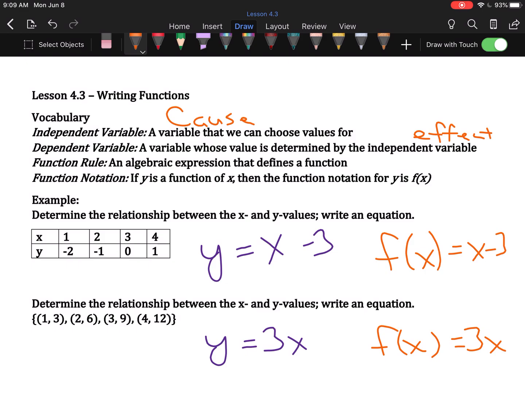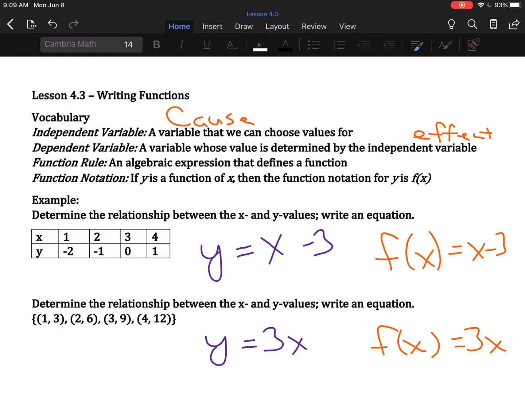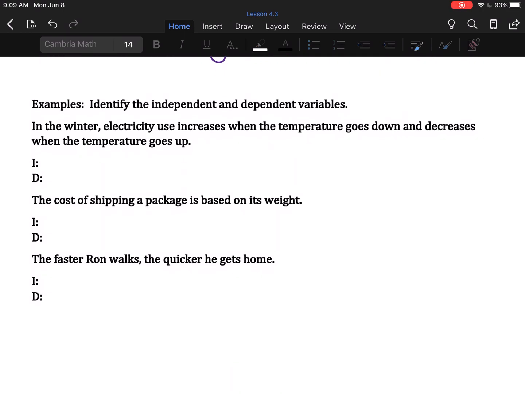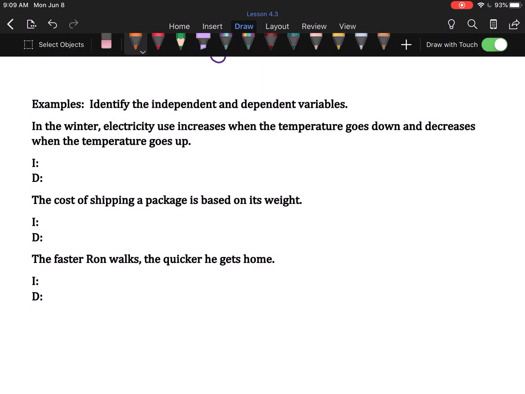That kind of thing. So let me show you what I'm going to ask you to do with that. I'm just going to say identify the independent and dependent variables. So tell me, what is the cause? What's the effect? What can we control? What can we not control?